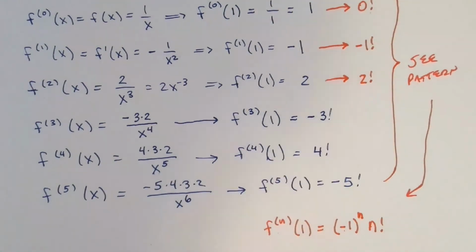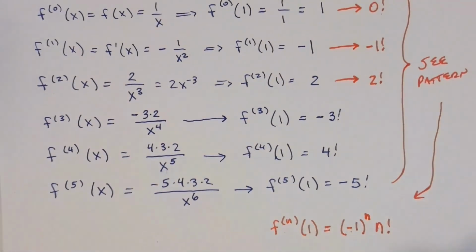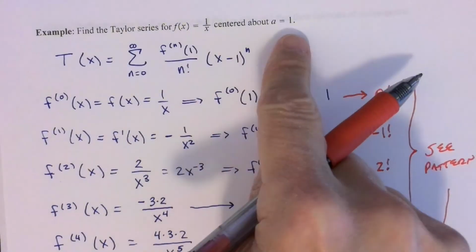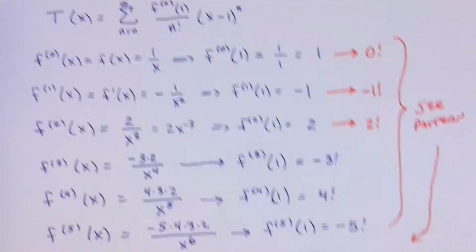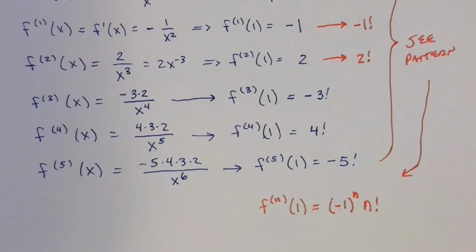Well, there it is. And now we have a power series representation for the function 1 over x centered about a equal 1. Here it is. I'm just going to replace the nth derivative evaluated at 1 with negative 1 to the n times n factorial.